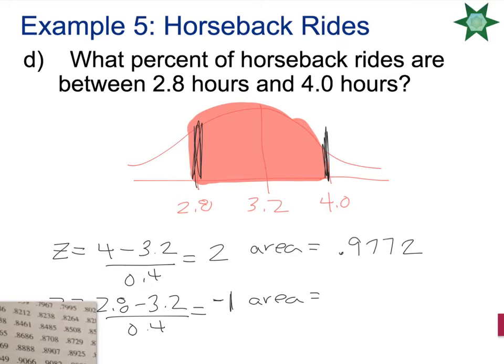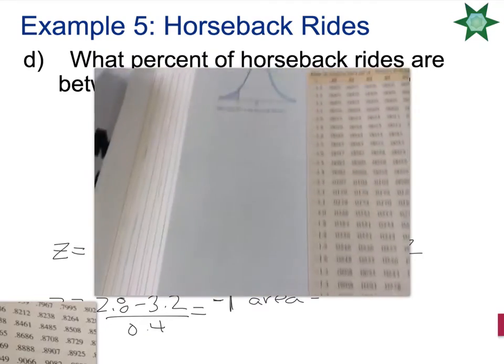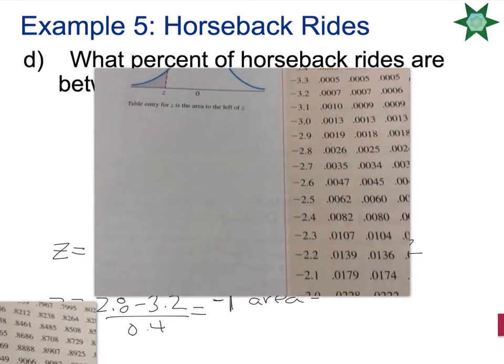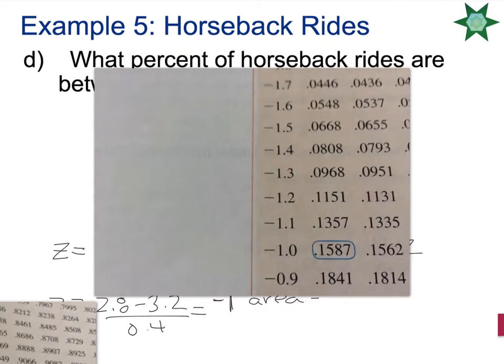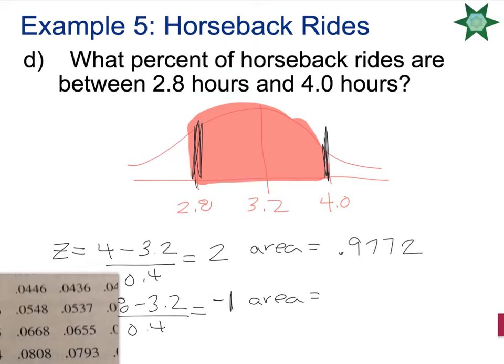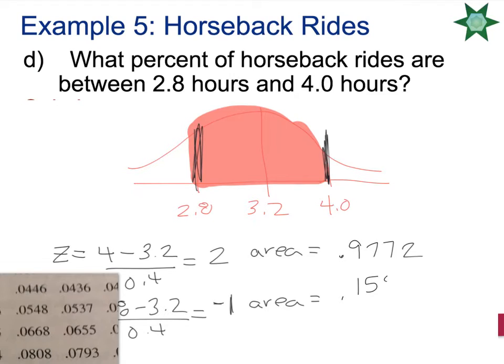Then I need to find the area to the left of 2.8. So I'm going to use the first page of the table. And I need to find my -1.00. So I'm going to scroll down. -1.00 is that 0.1587. Then I need to subtract the 0.9772 minus 0.1587, and I'm going to get 0.8185. And then I have to turn it into a percent. I'm going to do that by multiplying by 100. And when I multiply by 100, I'm going to get 81.85% of horseback rides last between 2.8 and 4.0 hours.